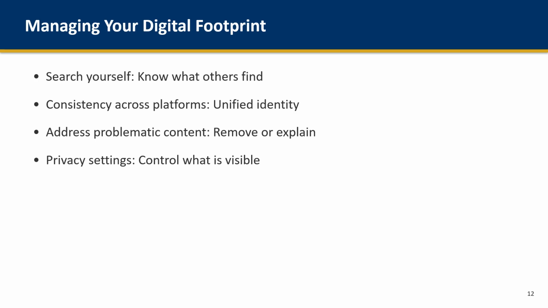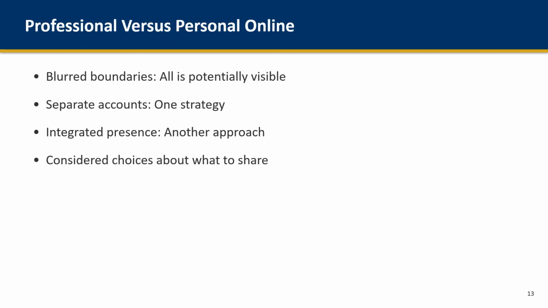Privacy settings on various platforms control what is publicly visible. Review settings on social media accounts, photo sharing services, and other platforms. Decide consciously what should be public and what should be restricted. Default settings often make more public than you might intend. The boundary between professional and personal online presence has blurred as platforms intermingle and content spreads across contexts. Navigating this blurring requires intentional choices.